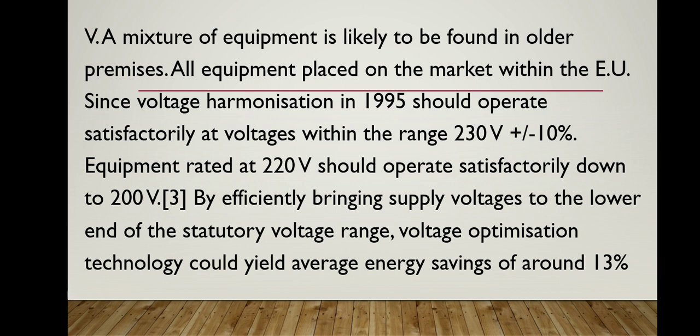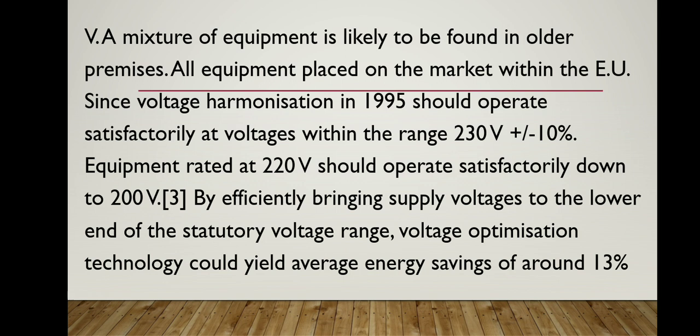A mixture of equipment is likely to be found in older premises. All equipment placed on the market within the EU since voltage harmonization in 1995 should operate satisfactorily at voltages within the range 230 volts plus or minus 10%. Equipment rated at 220 volts should operate satisfactorily down to 200 volts, by efficiently bringing supply voltages to the lower end of the statutory voltage range.